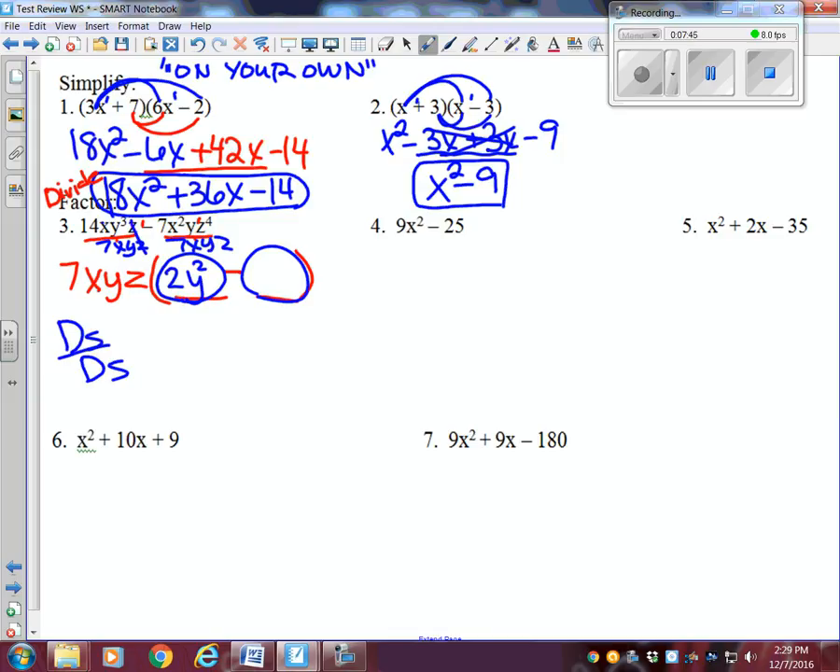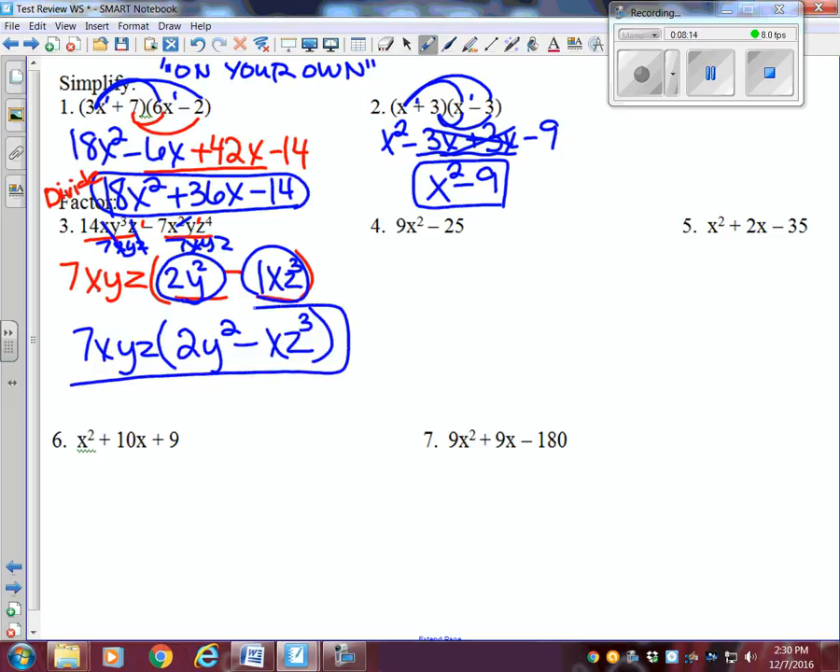So z's cancel, x's cancel, and I subtract exponents. 7 divides 7, so it's going to be 1. And x's cancel out one of the x's, but one's left. Y completely canceled, and then if I subtract a z from z to the fourth, I end up with z to the third. So that looks a little messy. If I can rewrite it, 7xyz is a greatest common factor. 2y squared minus xz to the third would be the final complete answer. That is just straight up greatest common factor. What's left is not a perfect square. It's not a special factoring case.